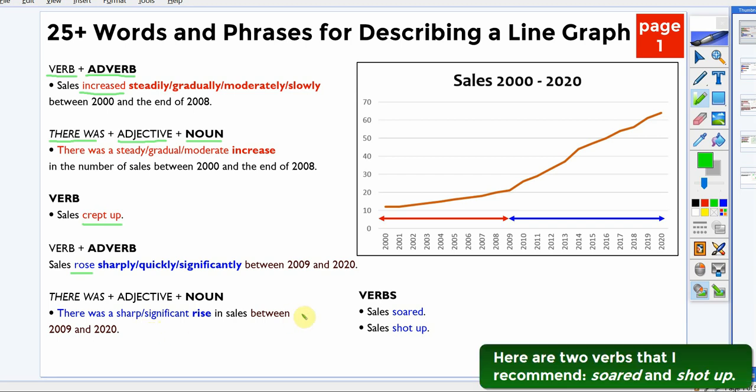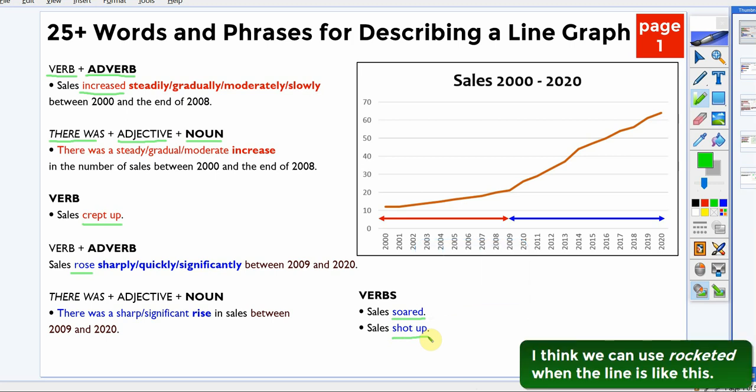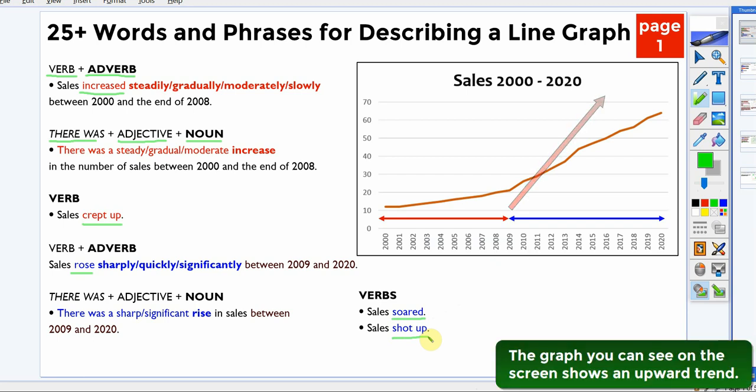Here are 2 verbs that I recommend: soared and shot up. Rocketed is a verb that you find in many IELTS books for students. I think we can use rocketed when the line is like this. The graph you can see on the screen shows an upward trend.